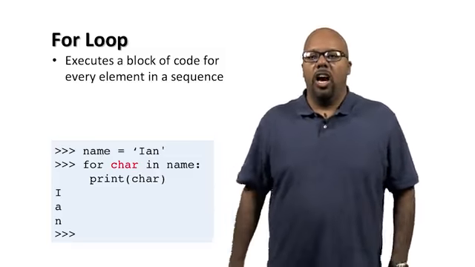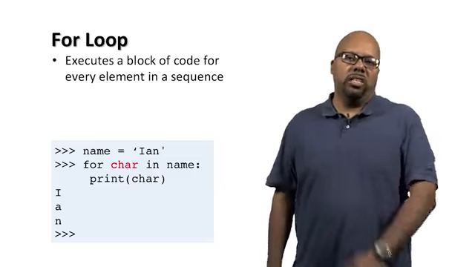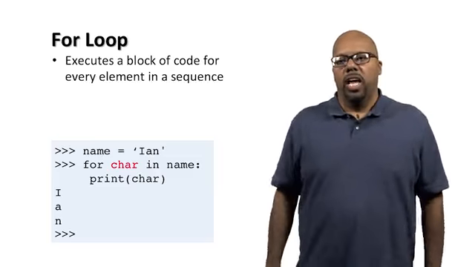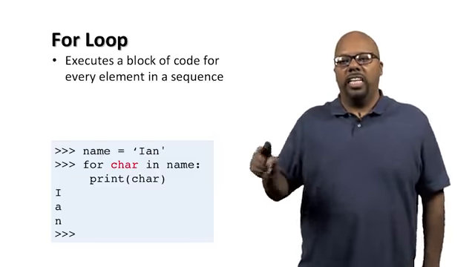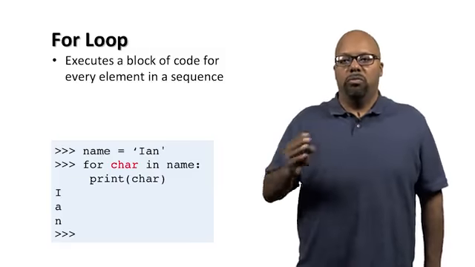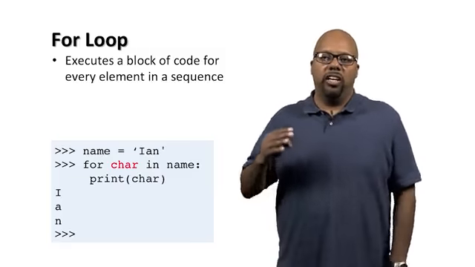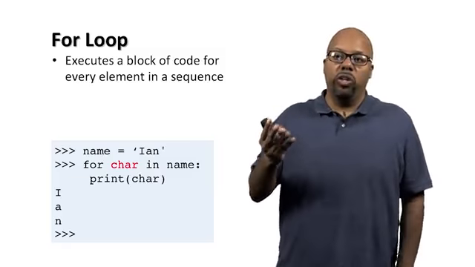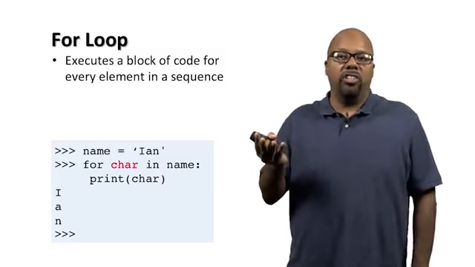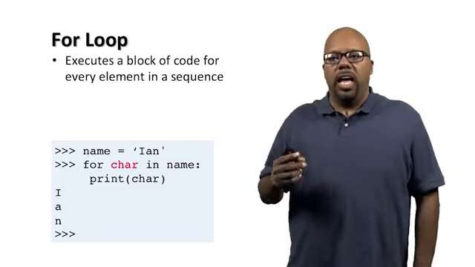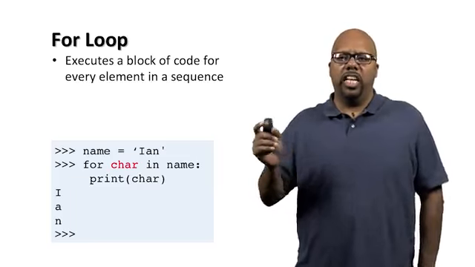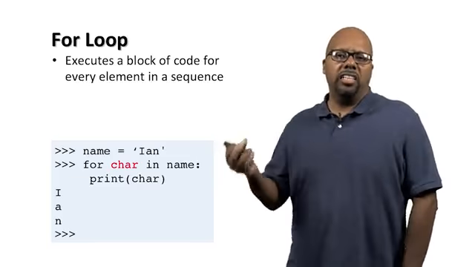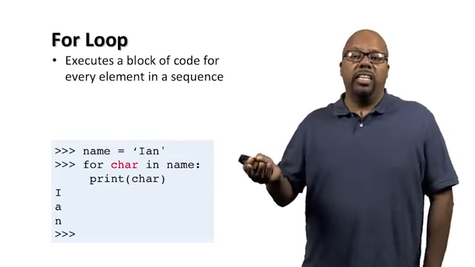In this case, we're using a string. Name equals Ian, I-A-N, a 3-letter string, a 3-letter sequence. So: for car in name, colon, print car. It's going to iterate, going through 3 passes, because there are 3 characters inside Ian. Each pass through, it'll take that variable car in name and bind it to one character in the name.